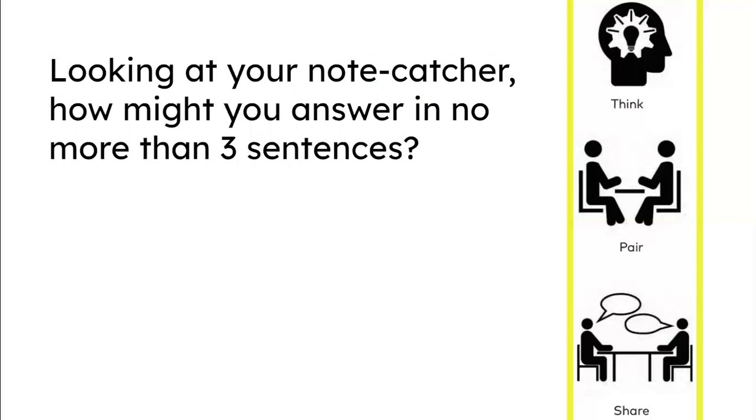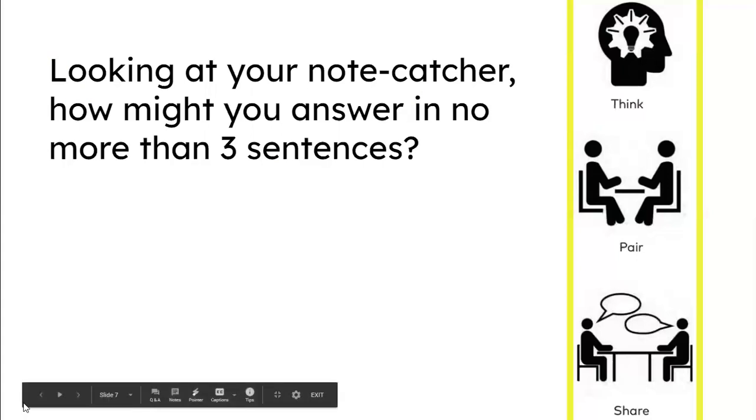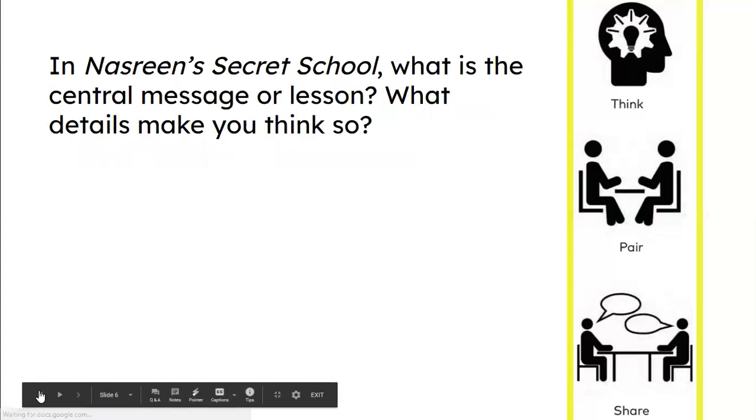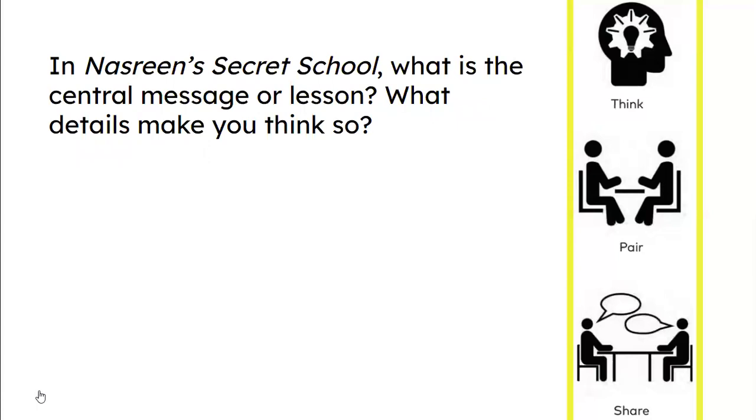Okay. So looking at your note catcher, when you're talking to your partner, I want you to use complete sentences and see if you can come up with at least 3 full sentences with your partner about what you think you're going to write about today. All right. I'm going to go back to the question. There we go. So the question you're going to talk to your neighbor about: what is the central message or lesson? And what details make you think so?